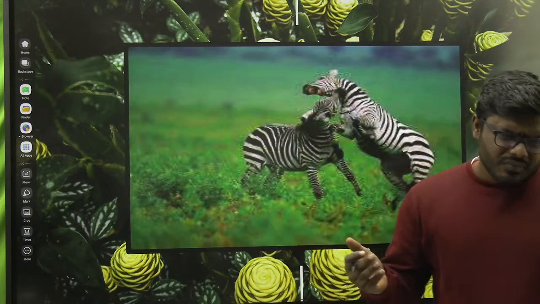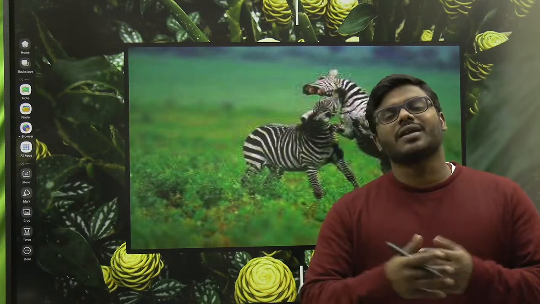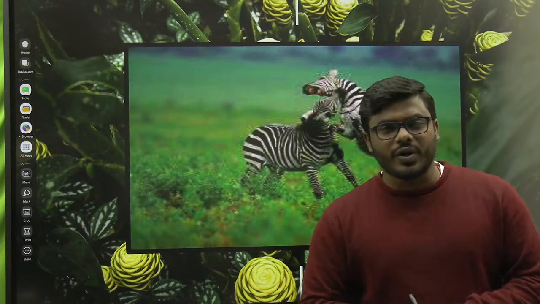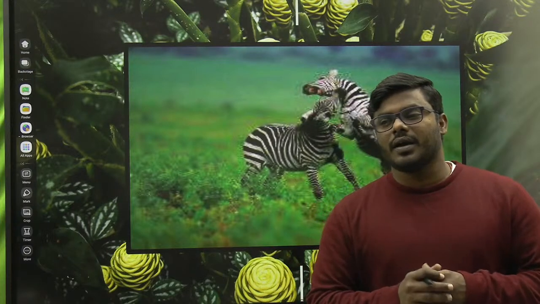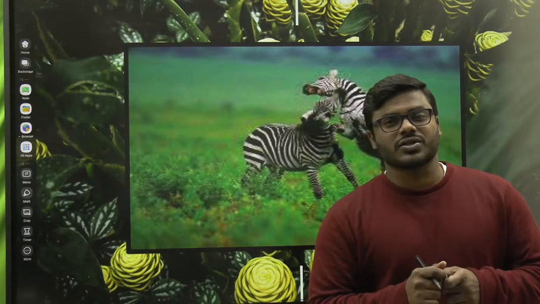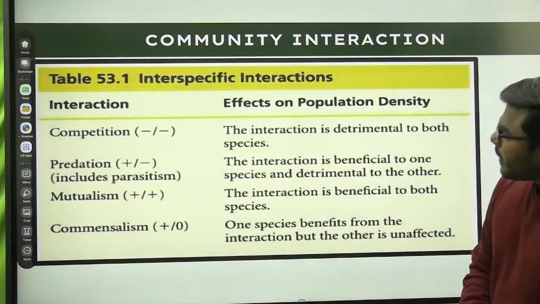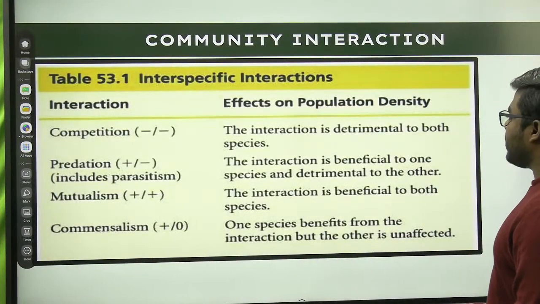Whether the interaction may be beneficial, we don't know. Whether the interaction may be detrimental or harmful, we don't know. But it is very important that every organism in nature has to maintain interaction with another organism, which is compulsory. Now friends, all of you look into this.